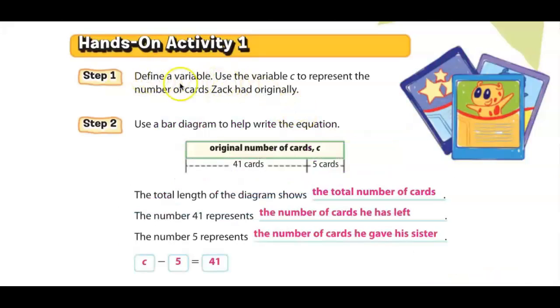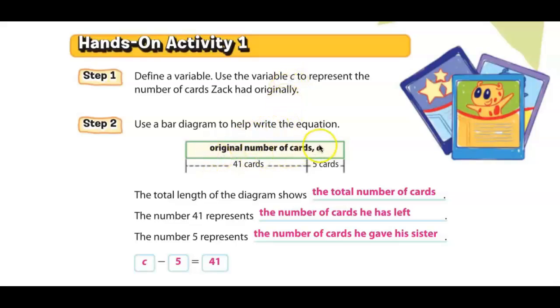Okay, so hands-on activity 1 is using the same word problem. Define a variable. They chose the variable C. So if you chose C for cards, that's great. Or O for original, whatever you want is fine. I stay away from the letter O as a variable because it looks a whole lot like the number 0, but it's totally up to you. Okay, so they chose the letter C.